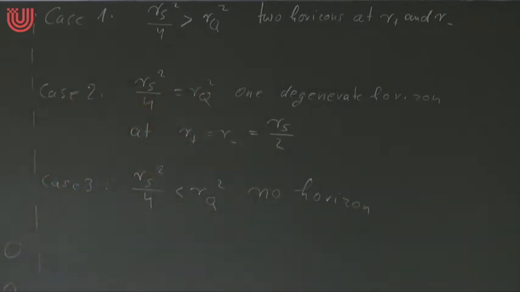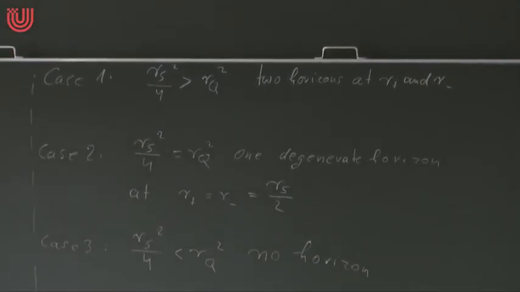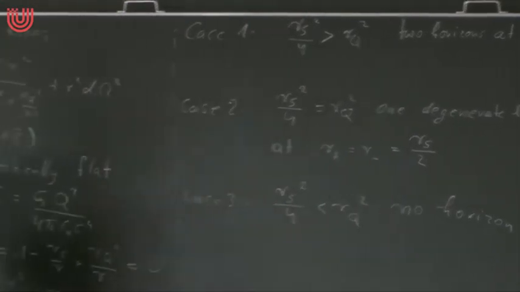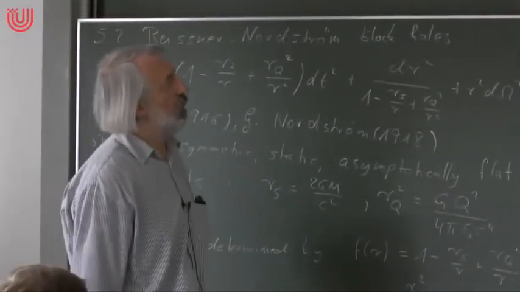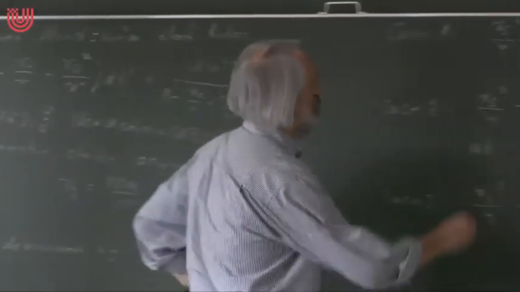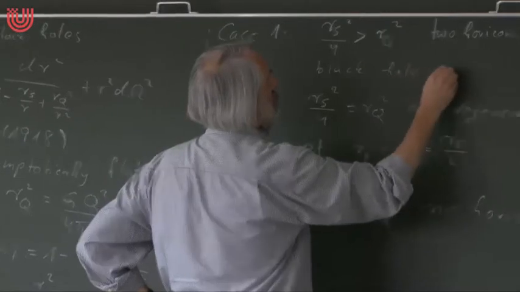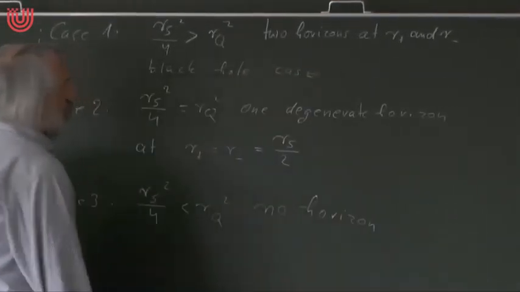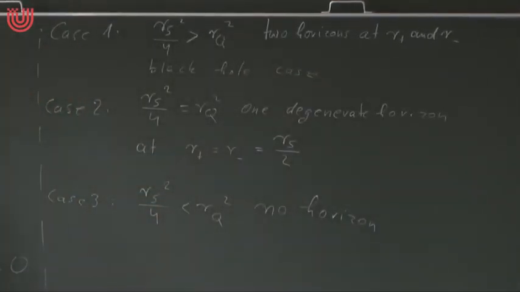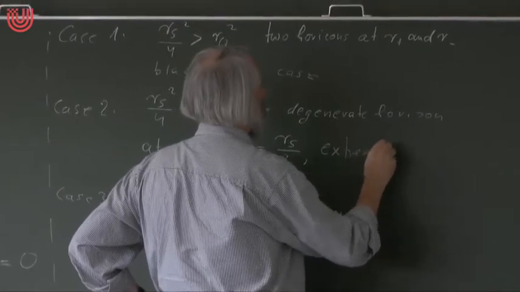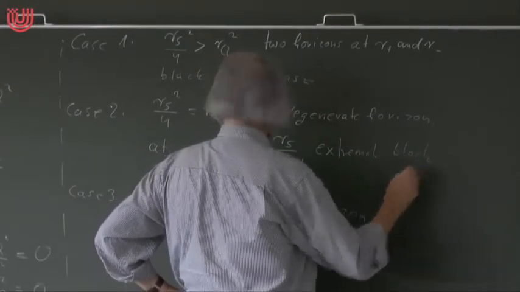Okay, so what does it mean? We will discuss the position of the two horizons in case A in a minute, and we will see that the outer horizon is very similar to what we are used to from the Schwarzschild spacetime. So we still have a black hole. So this is referred to as a black hole case. Here we still have a black hole because we still have a horizon, but it's somewhat special, and it's referred to as an extremal black hole.